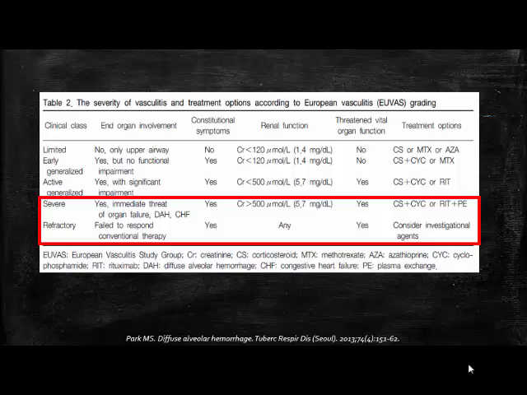And so this is a table. This is a grading system. It's called the European Vasculitis grading system. And how do they grade DAH? It is based on end organ involvement, constitutional symptoms, renal function, and threatened vital organ function. And this population here is mainly what we end up seeing in the unit. As you see here, in severe cases, there is a recommendation for use of plasmapheresis. For refractory cases, they say consider investigational agents. Plasmapheresis should be one of them, too.